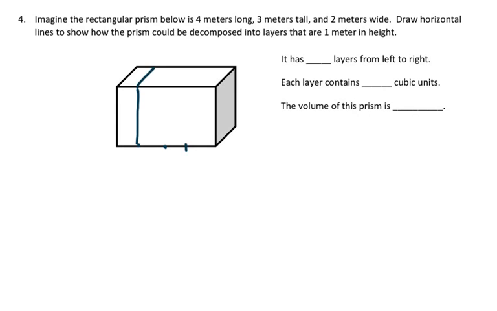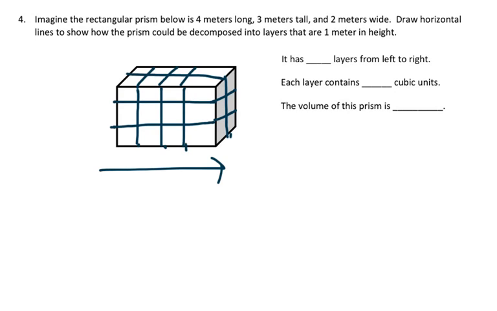And imagining these are all even. That's my 4 meters long, 3 meters tall, so this is going to be partitioned into 3 right here. Okay. And 2 meters wide, so the width is 2 meters. Okay. So it has blank layers from left to right. So I'm starting here and I'm going this way. How many layers? Well, that's going to be how long it was. So that's 1, 2, 3, 4 layers from left to right.